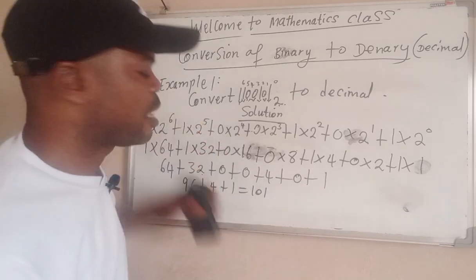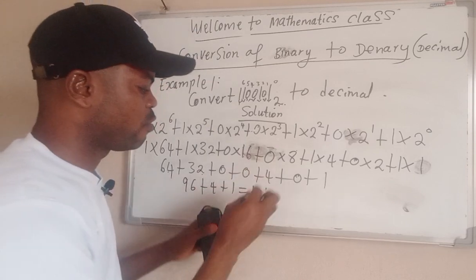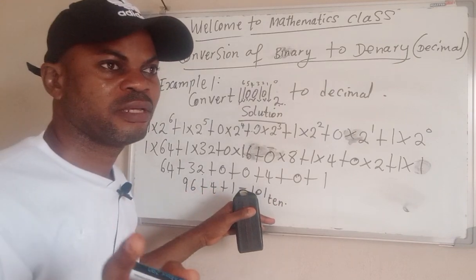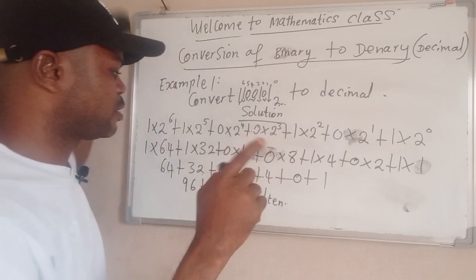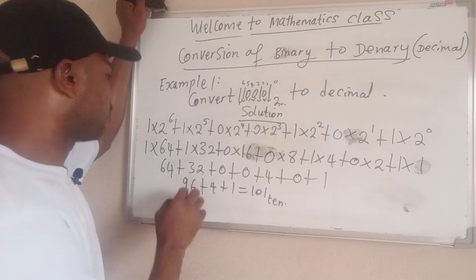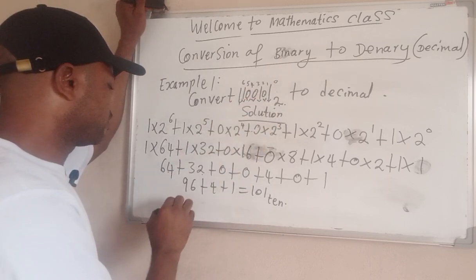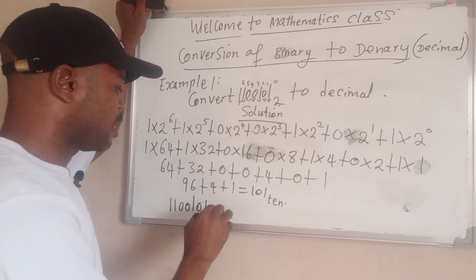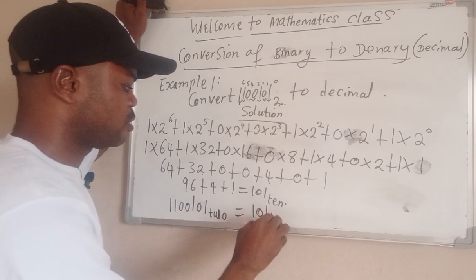Don't forget, for the fact that this is 101, it's not automatically in binary, because after a conversion, it's supposed to be in base 10. So 101 in this case is in base 10. Don't forget it. So we come to a conclusion by writing the question first: 1100101, being in base 2, after conversion gives you 101, which is 101 base 10.